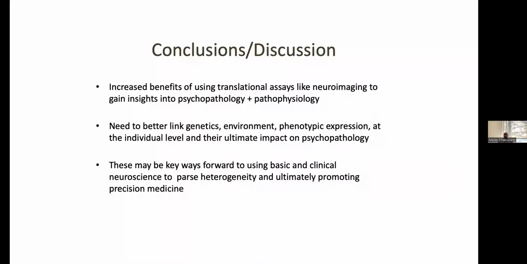So with this, I'm going to conclude, and I hope I've conveyed that we think there's increased benefits of using translational assays like neuroimaging and of course cognitive tasks to gain insight into psychopathology and pathophysiology in rodent models. We need better links to their genetics, environments, phenotypic expression at the individual level to really understand their ultimate impact on psychopathology. And we think that these are key ways forward to using basic and clinical neuroscience to parse heterogeneity and ultimately promoting precision medicine.